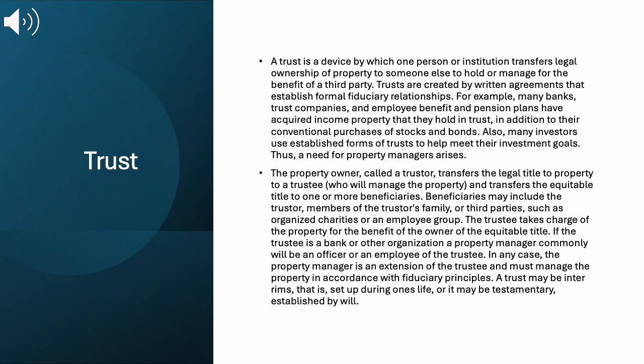The property owner, called a truster, transfers the legal title to property to a trustee who will manage the property and transfers the equitable title to one or more beneficiaries. Beneficiaries may include the truster, members of the truster's family, or third parties such as organized charities or an employee group. The trustee takes charge of the property for the benefit of the owner of the equitable title.